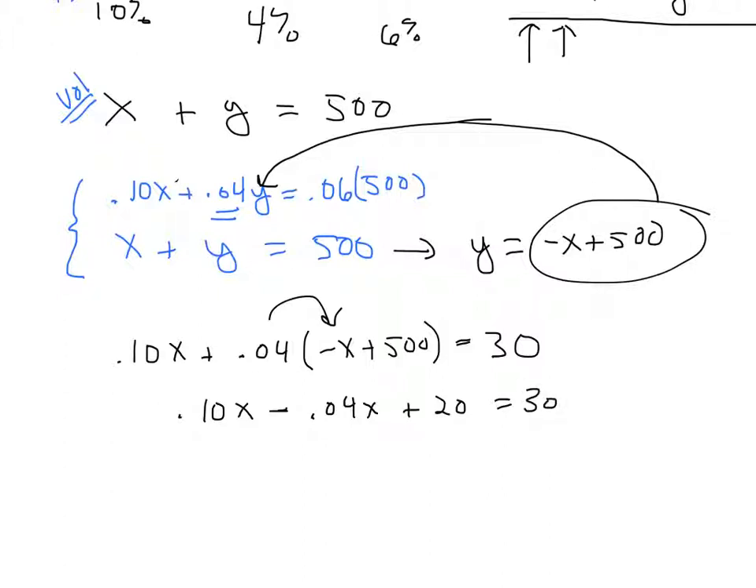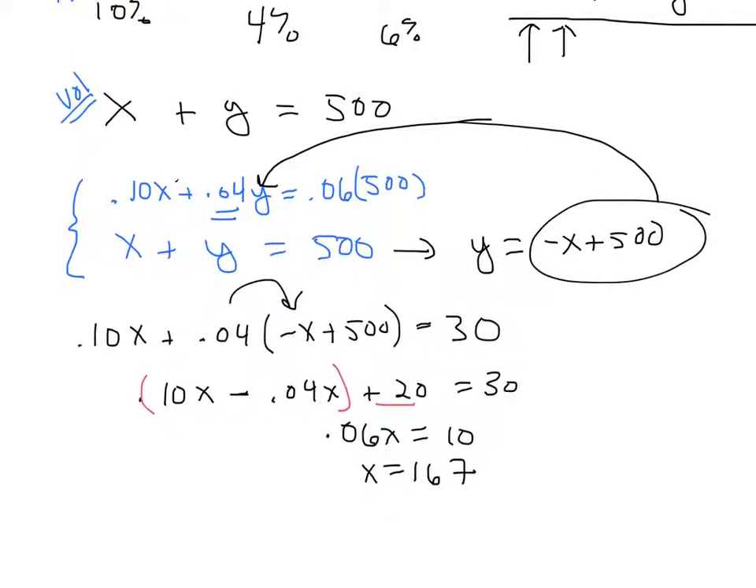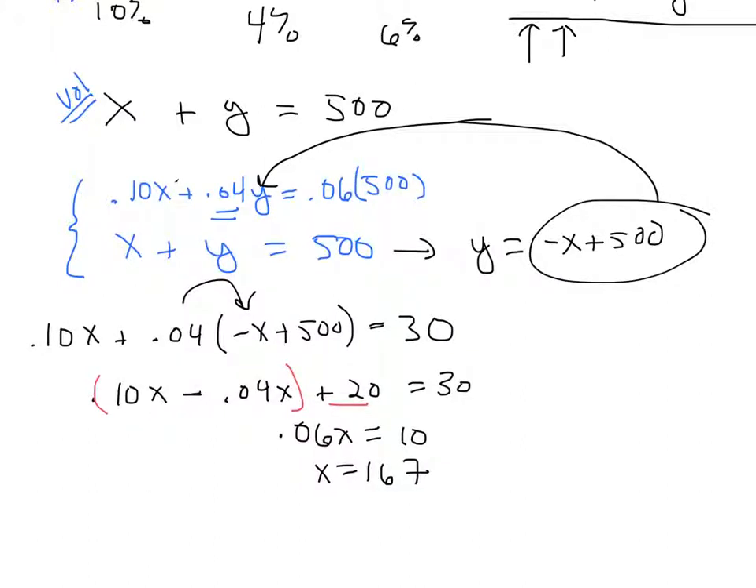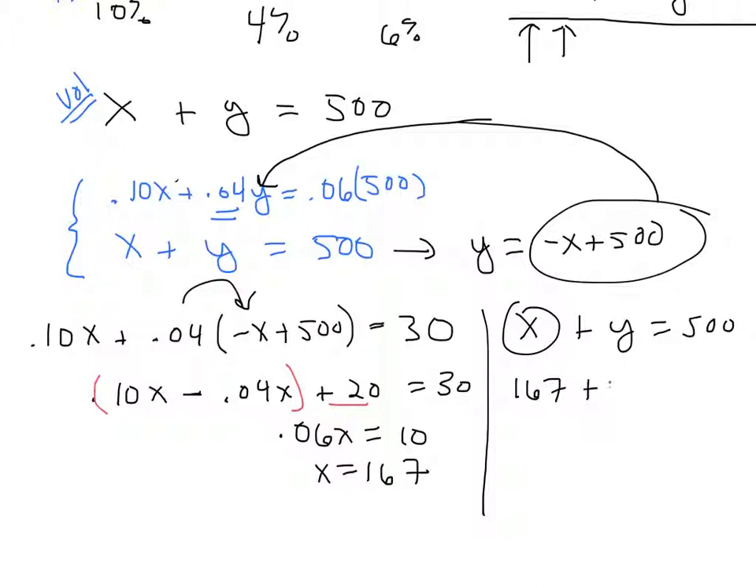I start to combine my terms. I get 0.06x is equal to 10, and I did that by subtracting the 20 and putting the x's together. And I get x is equal to 167. Now that I know what x is, I can go ahead and plug x in. I find the easiest equation to work with. I plug in the 167, and I solve, and I get y is equal to 333.